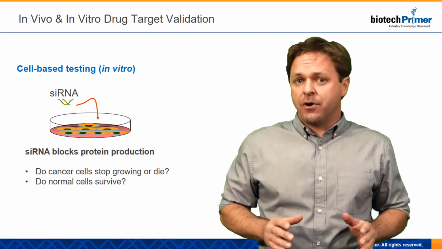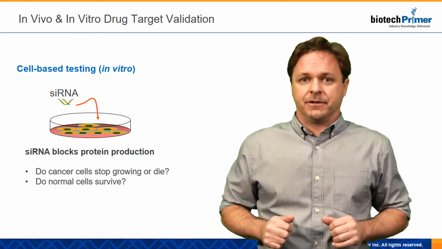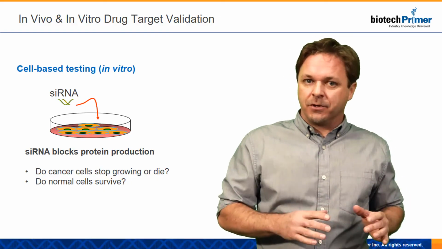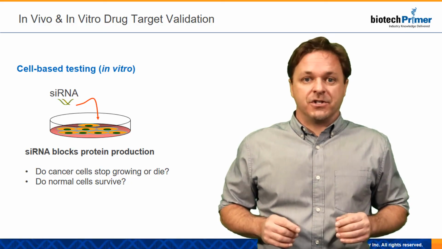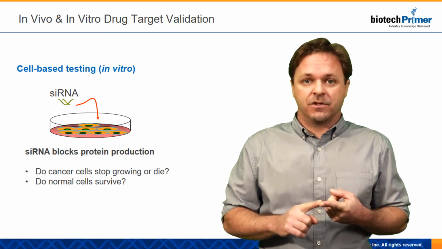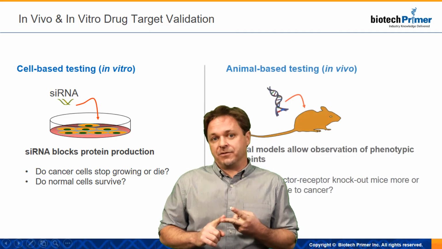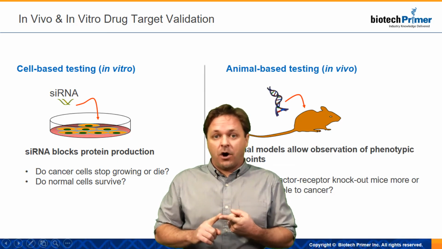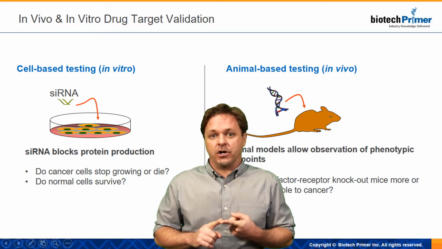So before a new drug goes into clinical trial, companies want to see how that drug performs in simpler systems. So they've got two options. They can test in cell culture, what we call in vitro systems, or they can test in small animals, what we call in vivo systems. So there's a massive cost advantage to testing your drug in cell culture.